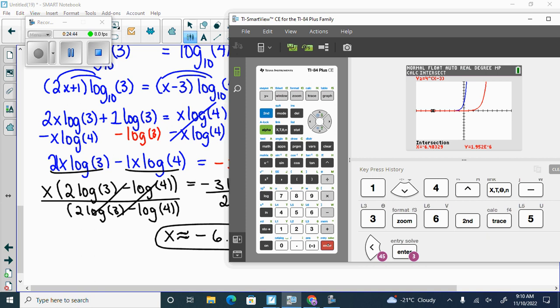Okay, one last big kahuna. Ready? What if I do this? It's going to use a new log law.